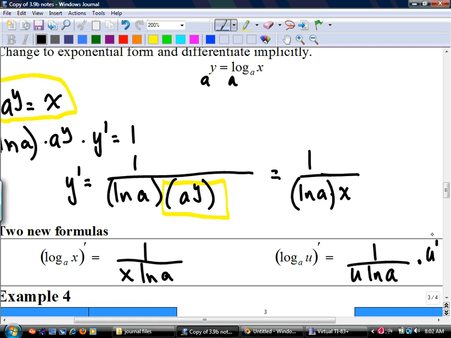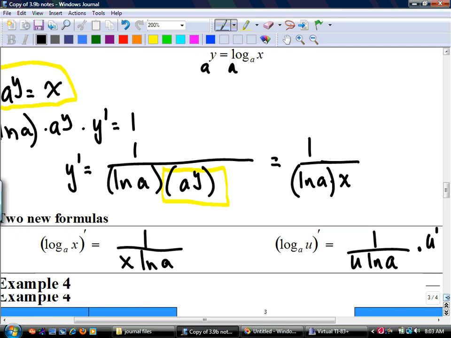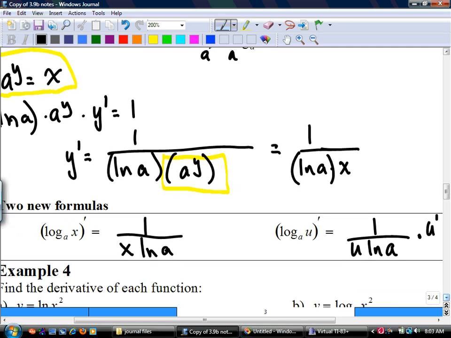Now, I put it out there over on the side, but you could also just put it on the top of the fraction if you want. So you could write it as u prime over u ln a. Okay? So, find the derivative of each of these bad boys.